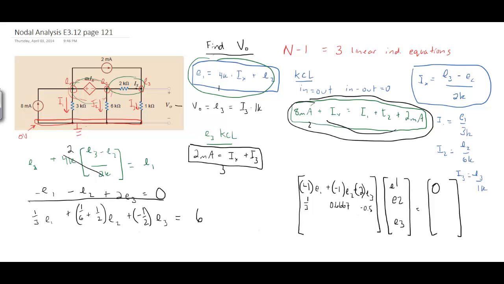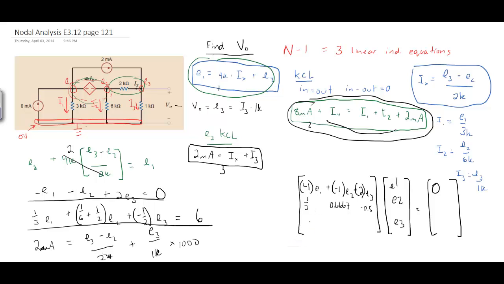Alright, and then for our last guy, for our last one, let's use that E3 KCL, so we have 2 milliamps equals whatever we know for Ix. That ends up being (E3 minus E2) all over 2k plus E3 over 1k. Do the same thing with multiplying both sides by 1,000. You know, this cancels out, this cancels out. This becomes just 2 amps.